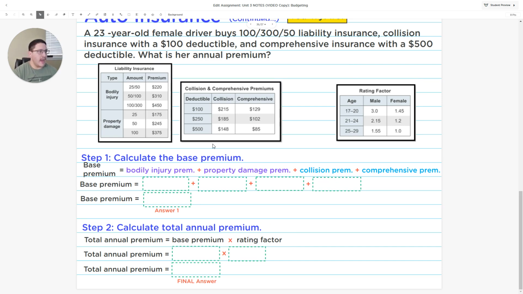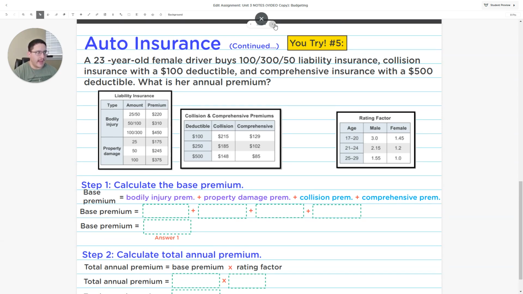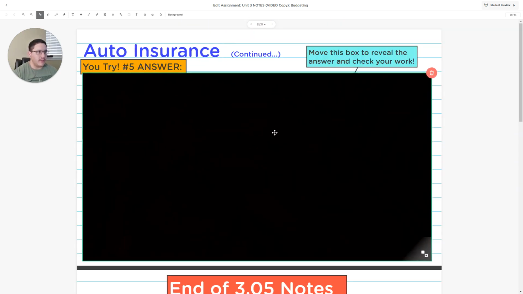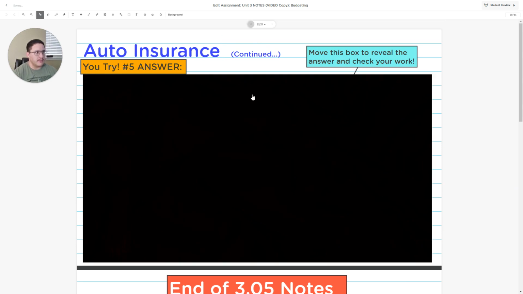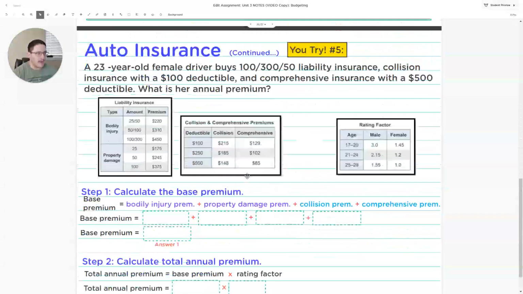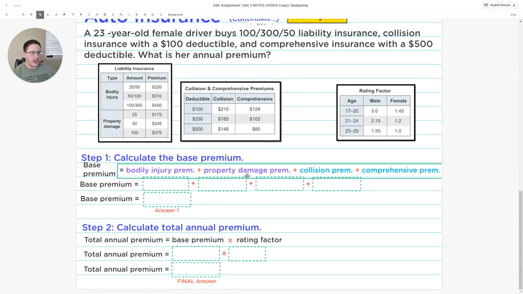So go ahead and go through this problem. I believe the answers are on the next page. If you just move this, you'll see the answers to it all. Go ahead and pause the video. Try this problem on your own. See if you can figure this out. Otherwise, I'm going to now show y'all how to do this problem.